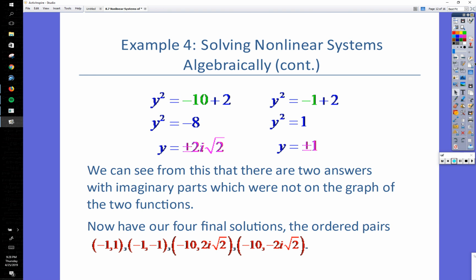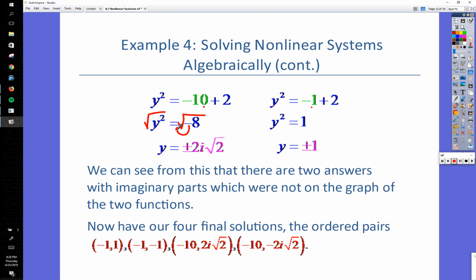And so I'm going to plug it into the easier of the two. So I'm going to plug it into the parabola. And so I'm going to plug negative 10 in, and I'm going to plug in negative 1, and let's see what we get. So let's go with the negative 10. We'll get our imaginaries first. So negative 10 plus 2 is negative 8. Then square root both sides. Don't forget your plus or minus sign.